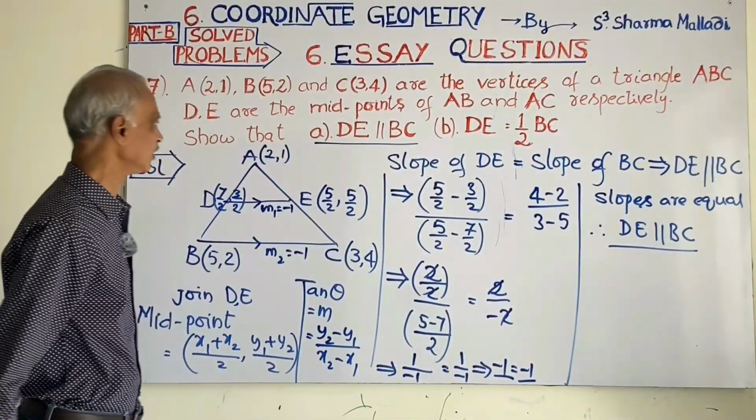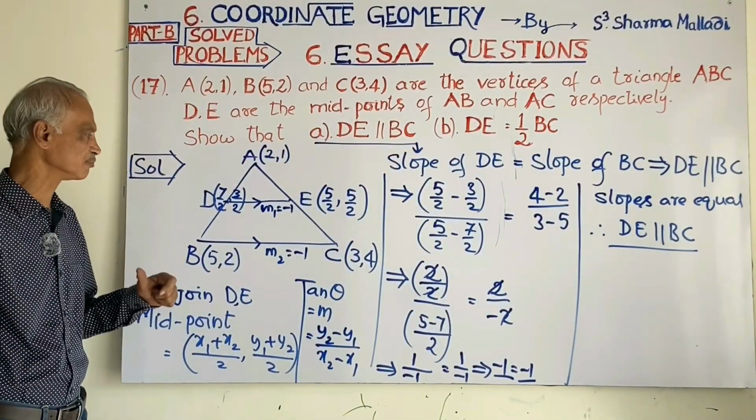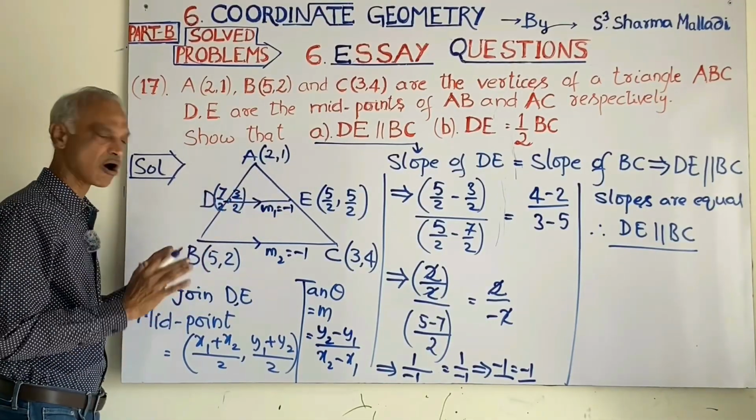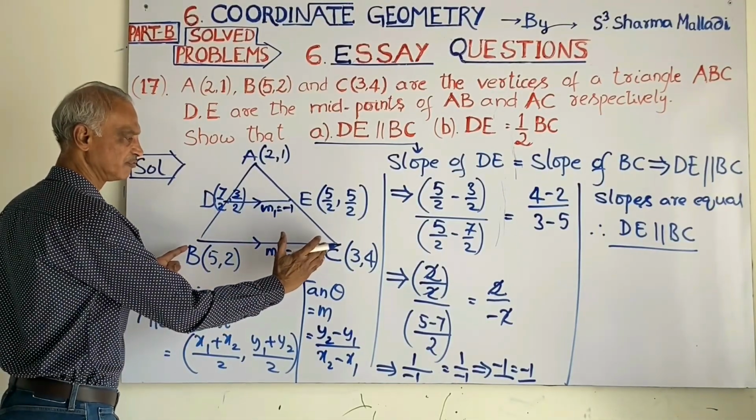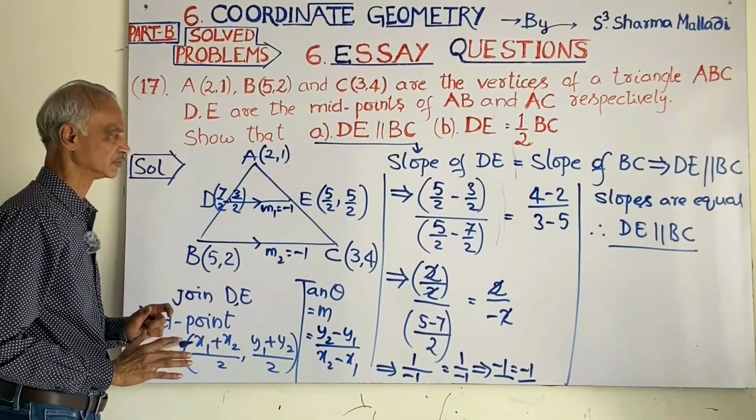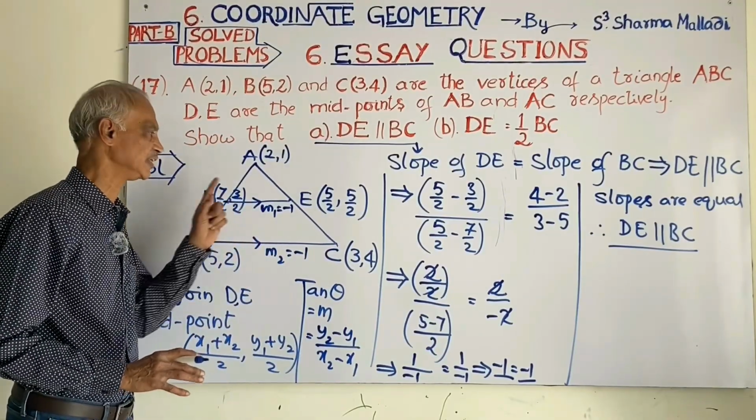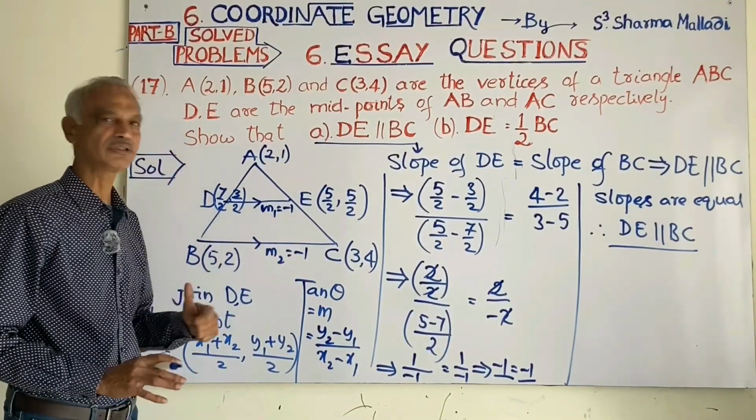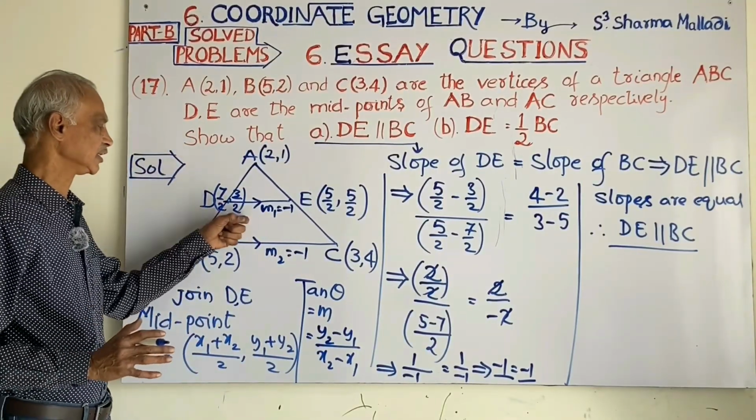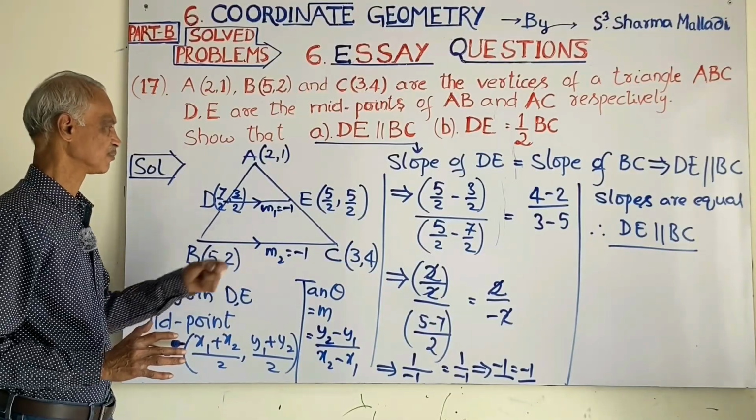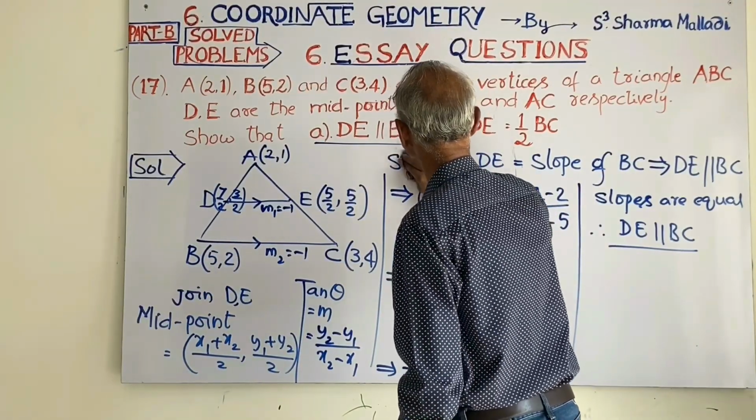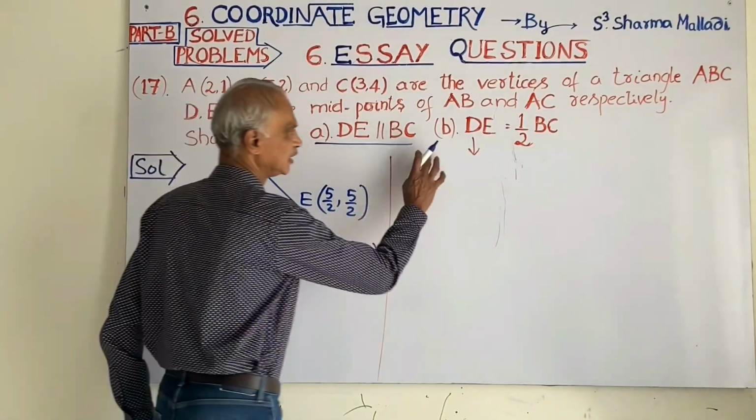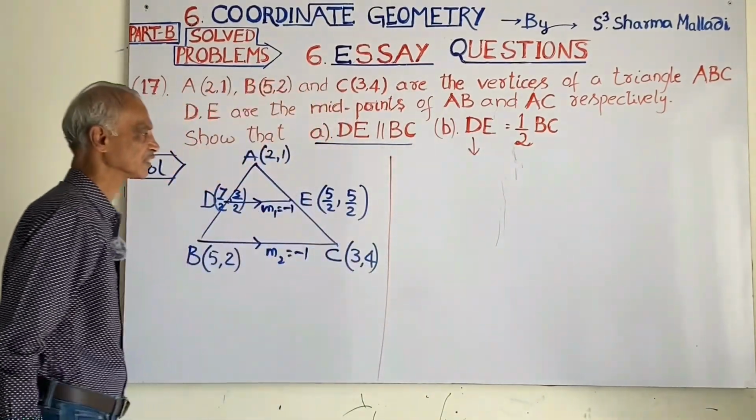Now, next what do we have to show? DE is equal to half of BC. We have to show the length of DE is half of the length of BC. We have to find the distance of DE and also the distance of BC, so that we will get DE is half of BC.